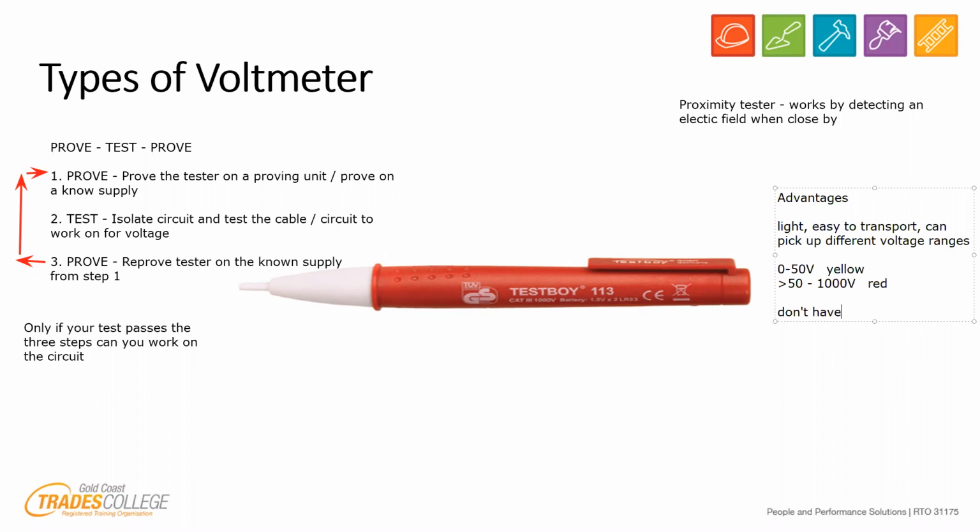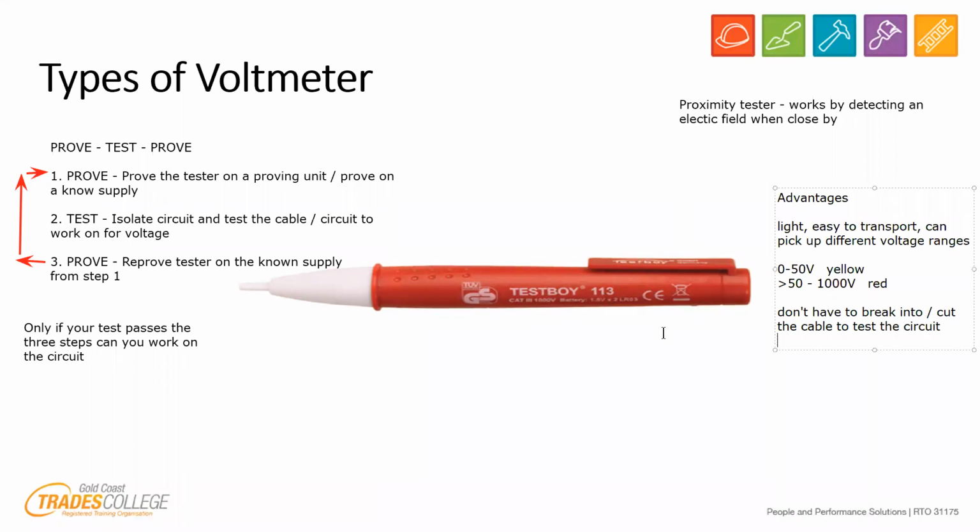So you don't have to break into or cut the cable to test the circuit. If you're in a roof space and you've got cables everywhere, the last thing you want to do is start chopping them all up to see which one is the one you want to work on. You want to be able to do that without breaking into the circuit, all right? So this is where these things can be helpful.